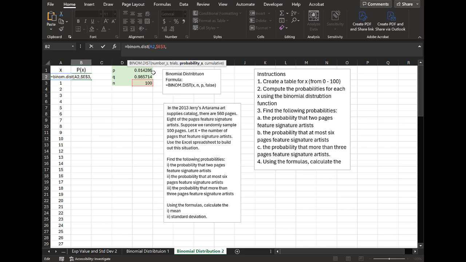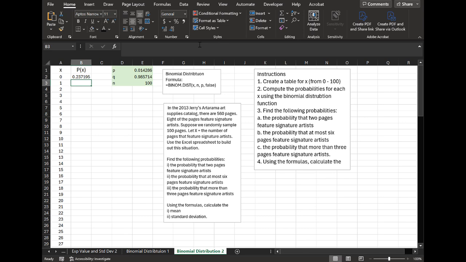You can think of this as, this is the number of pages, and here's the probability that that particular page will have it. So this is going to be my P, and I'm going to lock that as well. So I've got $ signs around everything, and then I always just write false. Okay, so now I can calculate this probability all the way down.